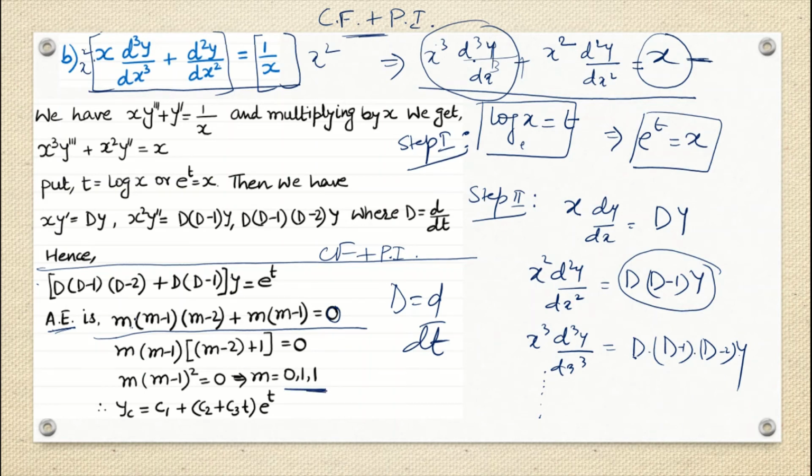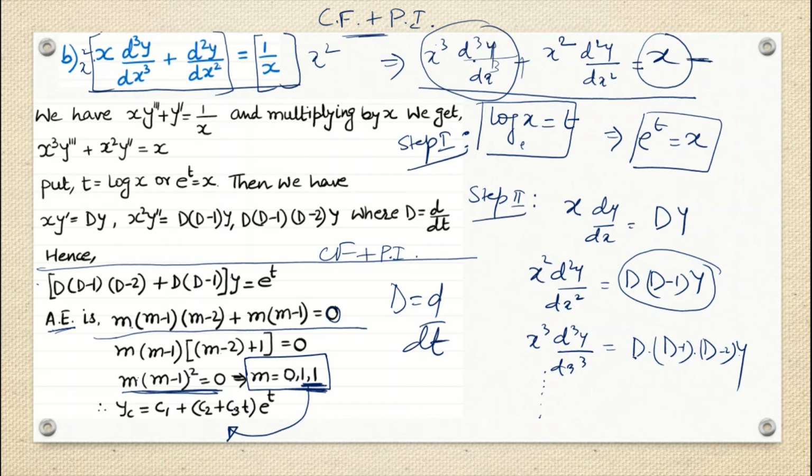So what are we writing down here? m, taking common, m minus 1 into m minus 2 plus 1, because this has been taken common so only 1 is present, so plus 1. So this is nothing but m minus 1 only. This term gives you m equals 0 or m equals 1 or m equals 1. We had seen this in our CF, that we have a repeated real root. If we have a repeated real root, the term will be C2 plus C3 t, e raised to t. And for this 0, it is C1 only. This complete thing we had seen.